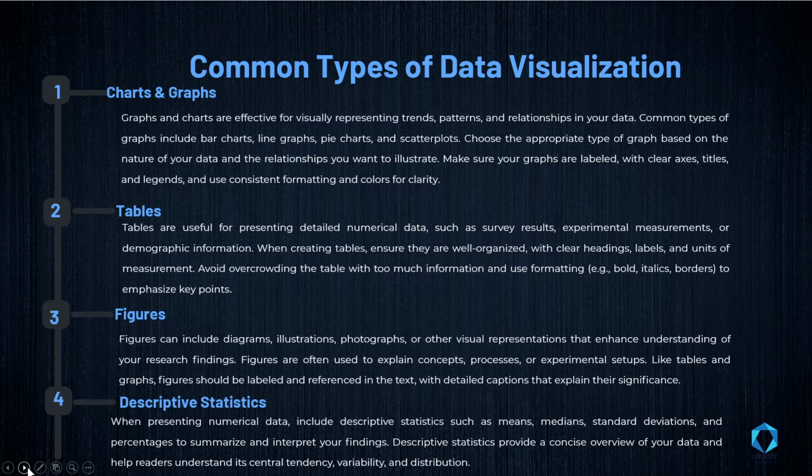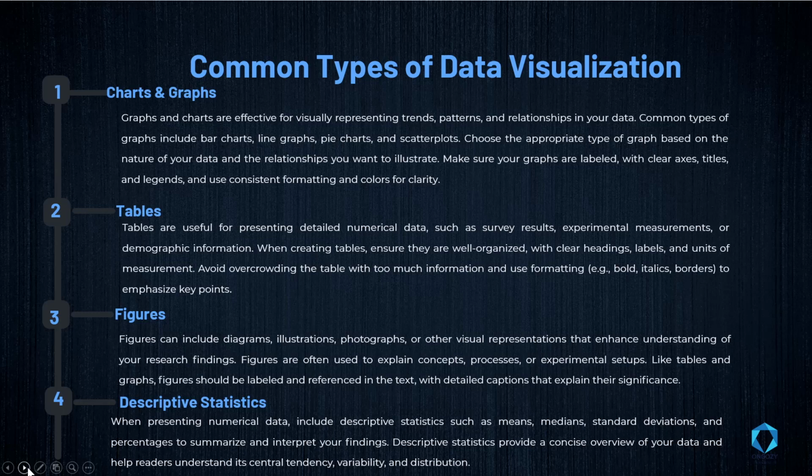The next type of data visualization is the tables. Tables are useful for presenting detailed numerical data. This is data such as survey results, experimental measurements, or even demographic information. When you're creating tables, ensure that they are very well organized, they have clear headings, labels, and units of measurement, okay? Avoid overcrowded tables. Avoid giving too much information in one table, right? Use formatting like bold, italics, borders. This is going to help you to emphasize key points.